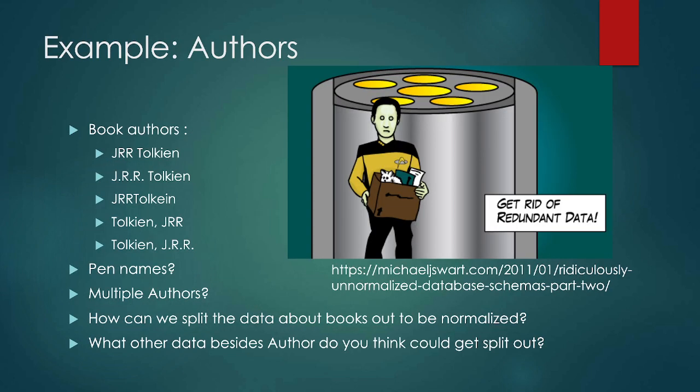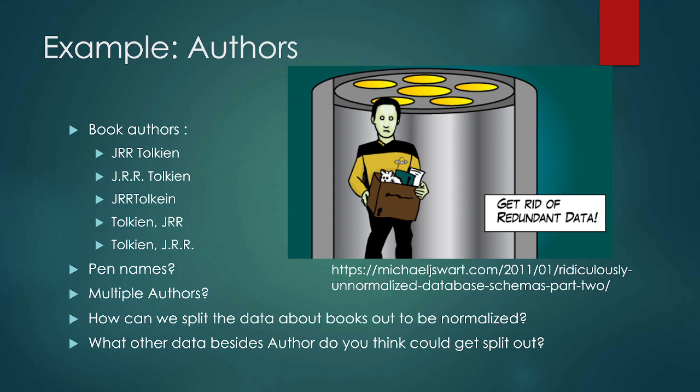So let's take a more specific example here because I think that would be helpful. So let's say, for example, we have authors. So we have our book, which is going to have a title, an author, and a publication date. When we look at book authors, you can see from my example that there are a lot of different ways we could write a book author. It's still the same author, but according to the computer or the database, these would actually be all different authors.